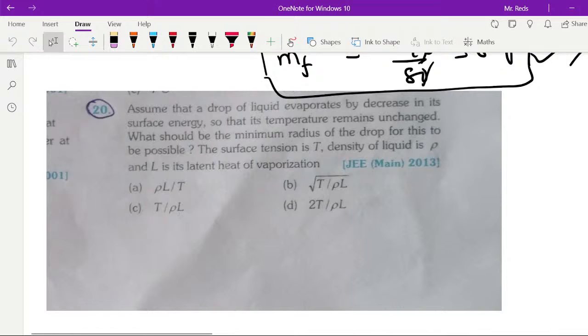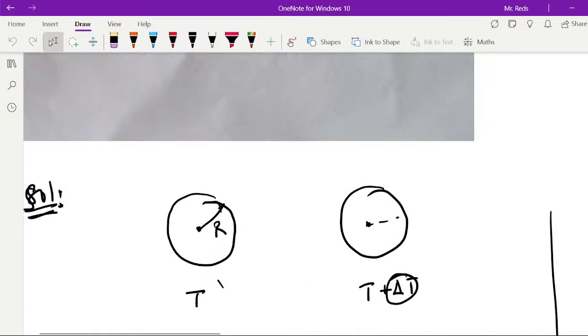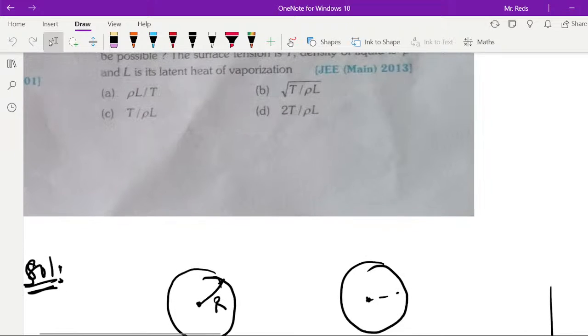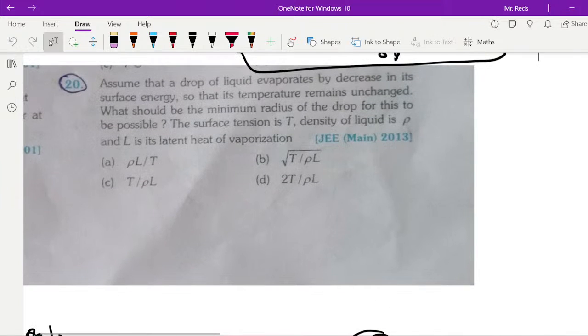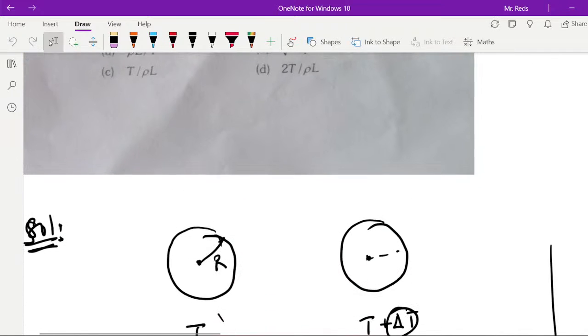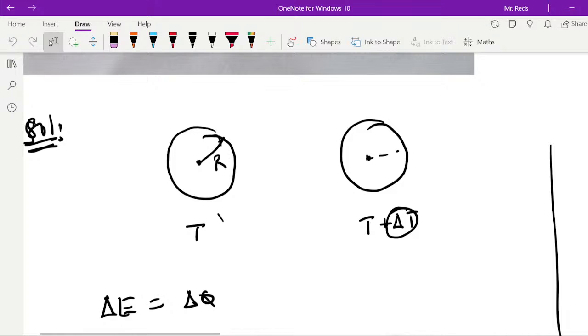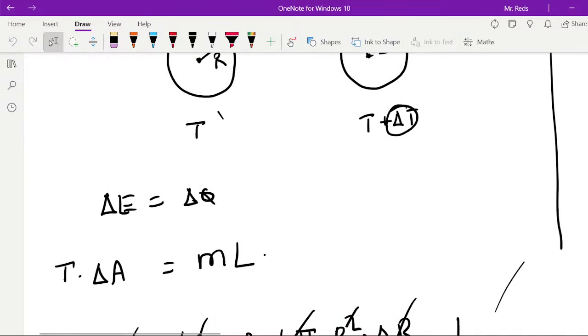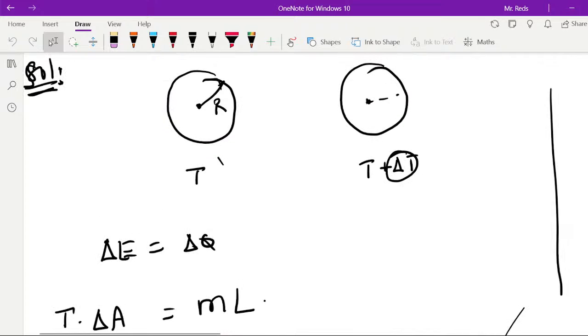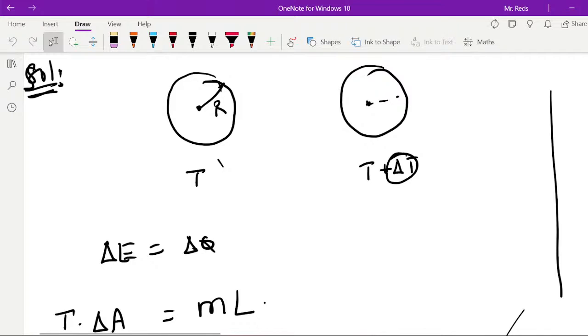Next question. To understand this, there is a liquid drop of radius r at some temperature. Now, if you give some heat, obviously temperature may change, but by maintaining the same temperature, if it is evaporating, it means change of state is taking place. You can say the heat given is used for change of state, so temperature is not changing. It is used only for evaporation. That means the change in surface energy is equal to the heat energy used for change of state.